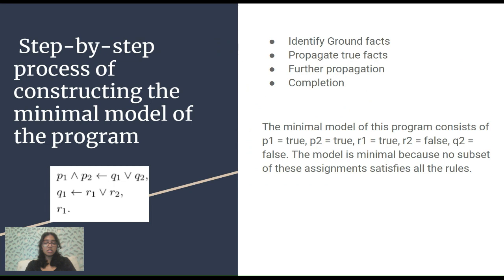Then we have our completion. After evaluating all the rules, the model includes P1, P2, Q1, and R1 all being true. There's no information provided about R2 or Q2 other than their involvement in implications. Since Q2 and R2 are not needed to satisfy any of these rules based on other established truths, and there are no rules explicitly setting them to be true, they remain false in the minimal model. So we can conclude that the minimal model of this program consists of P1 true, P2 true, R1 true, R2 false, and Q2 false. The model is minimal because no subset of these assignments satisfies all the rules.